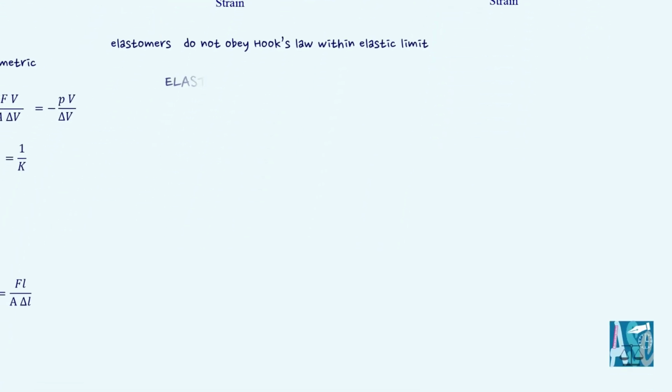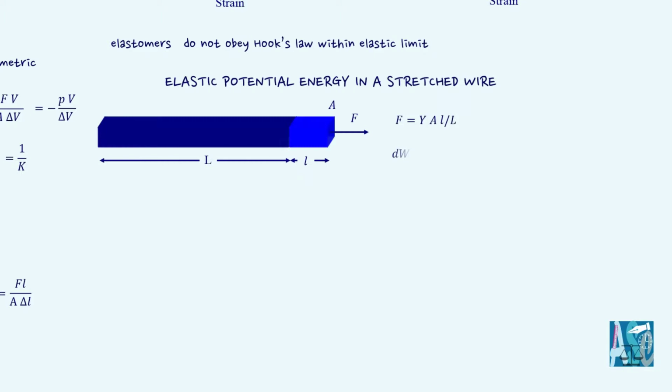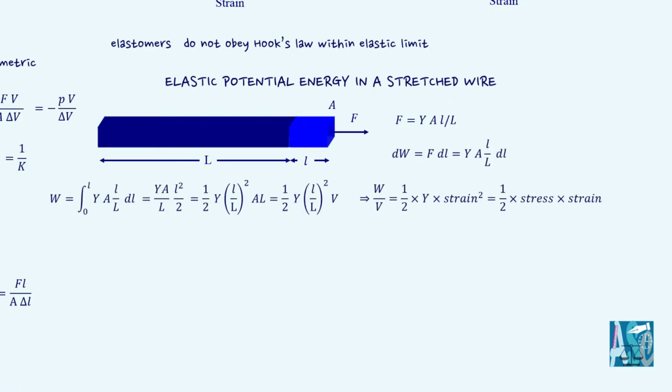Next, we obtain an expression for elastic potential energy in a stretched wire. When an object is stretched, work has to be done to deform the object. This work done is stored in the body in form of elastic strain energy. In general, work done for a small extension can be represented as delta W equal to F delta L, and we know F equal to KL. Therefore, W equal to half of FL, which is equal to U.